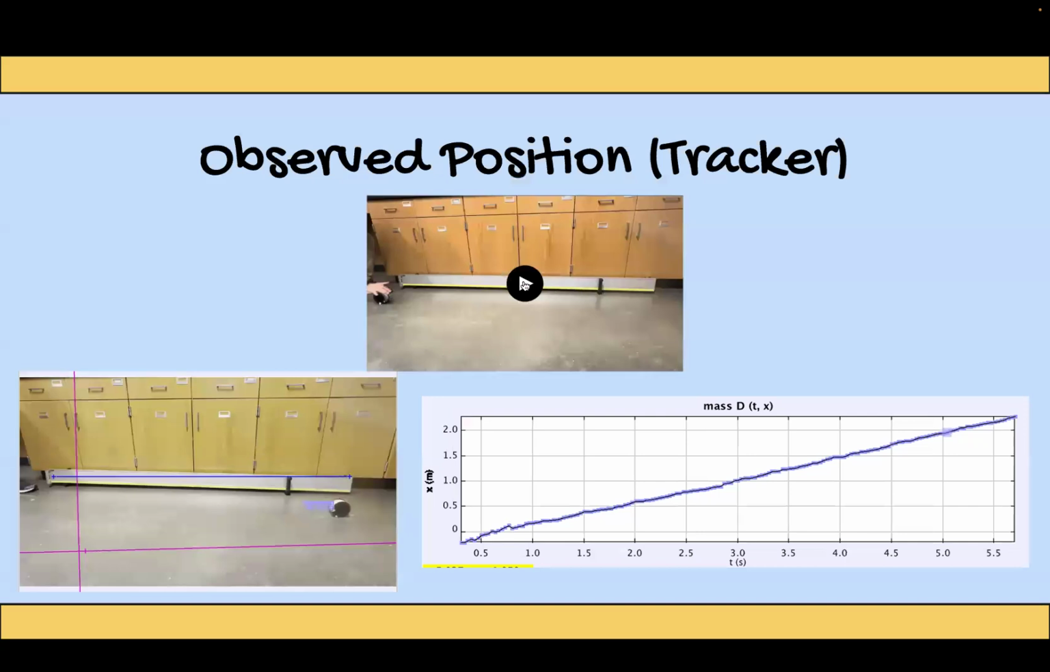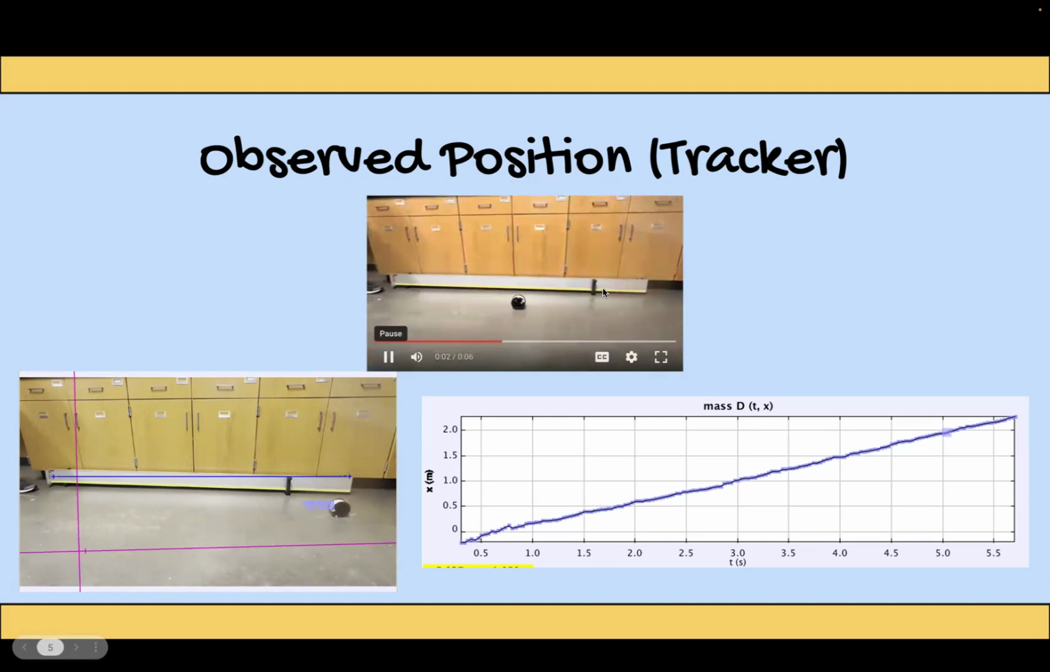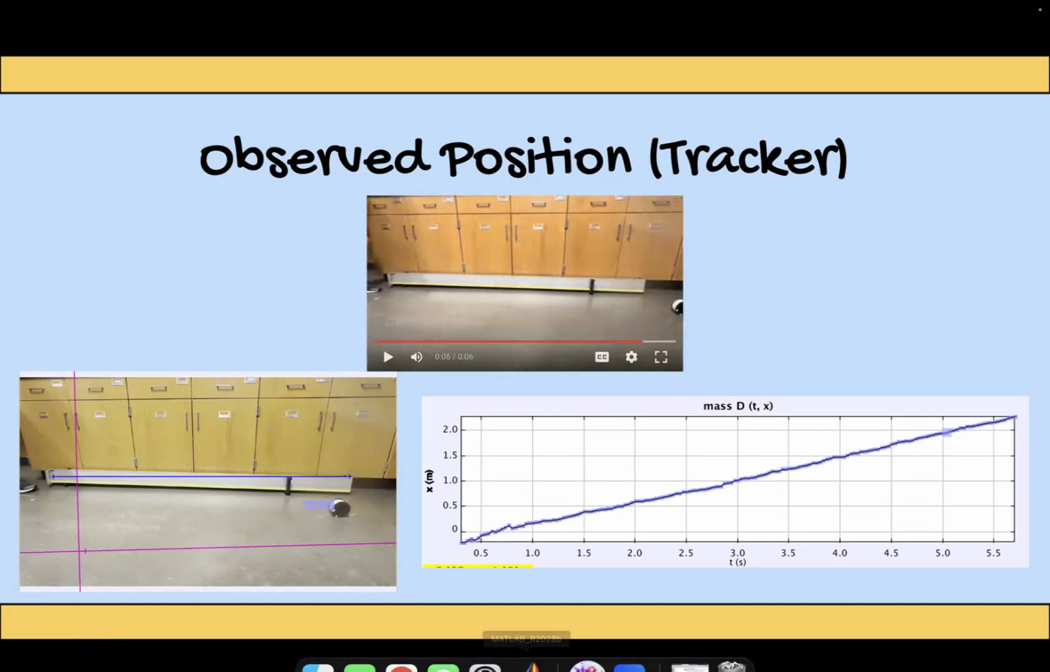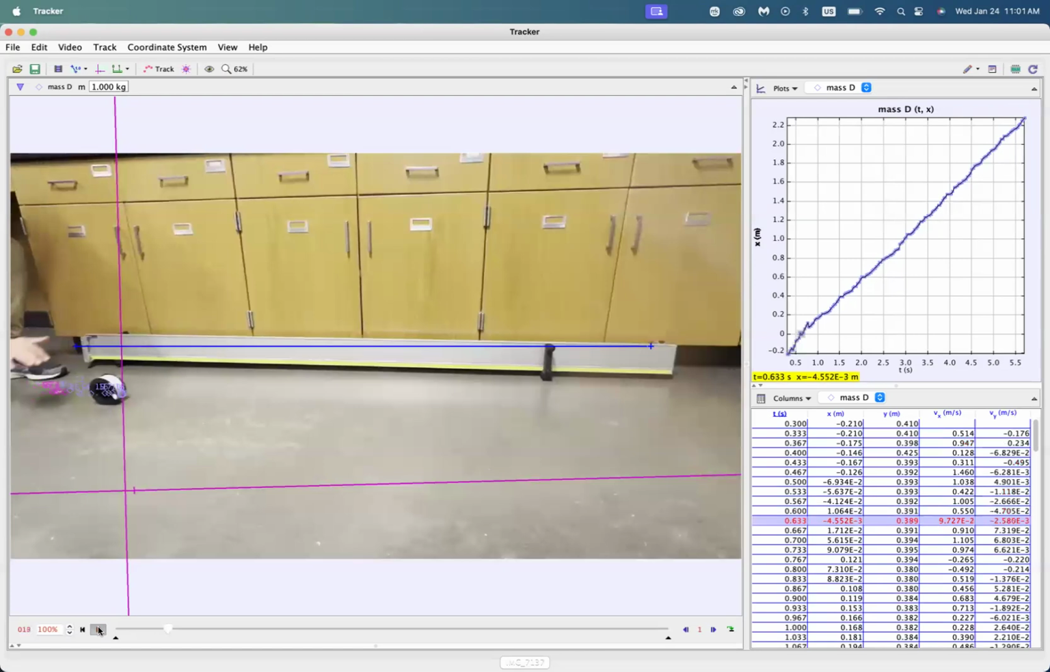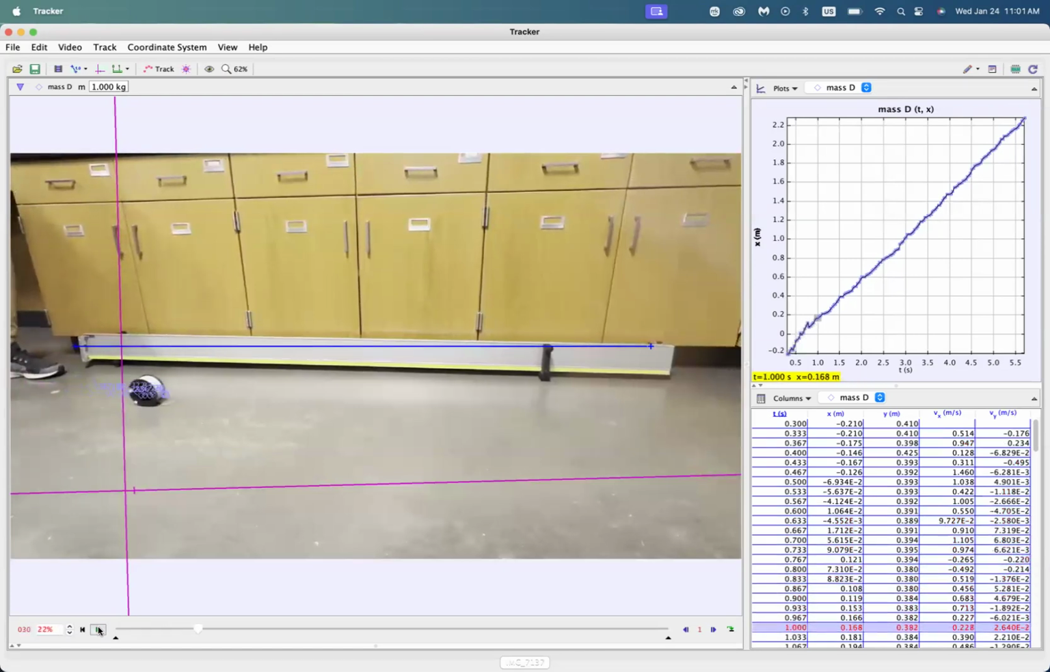Here is the video of the rolling object. And using tracker, you can see how each frame goes. And based on this, you can see the graph of the position versus time, and you can see an upward sloping linear straight line.